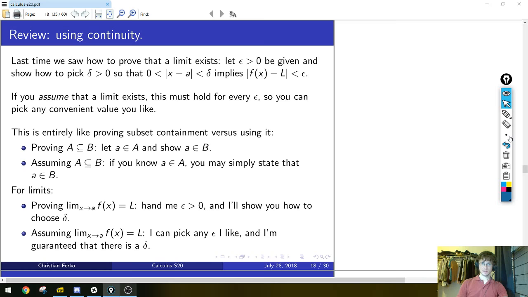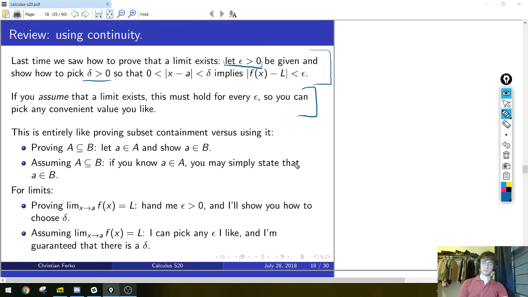So, last time we were talking about proving a limit exists. To do that, we always assume epsilon is handed to you and describe how to pick an appropriate delta, so the definition is satisfied. So here I contrast between proofs that limits exist and proofs where you assume a limit exists. When you prove that a limit exists, you must assume epsilon is handed to you. You can't pick epsilon. In contrast, if you assume the limit exists, then this statement must hold for every choice of epsilon. So you can pick whatever epsilon you like, and it must be true.